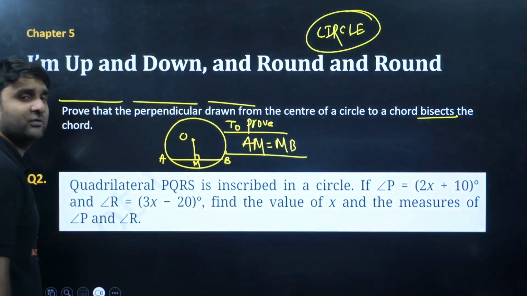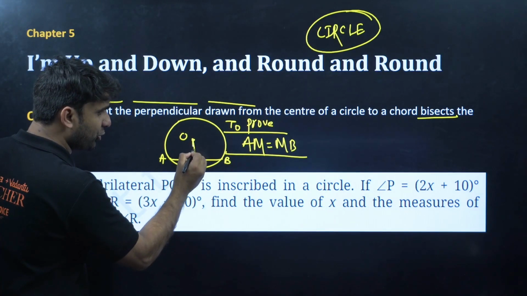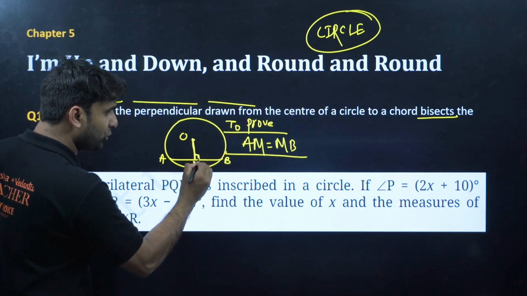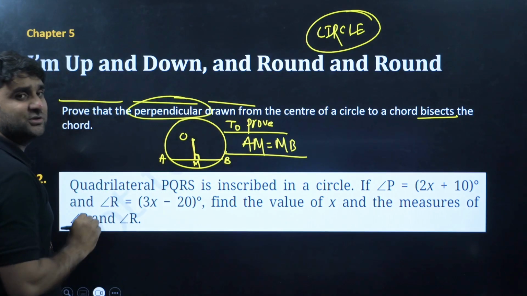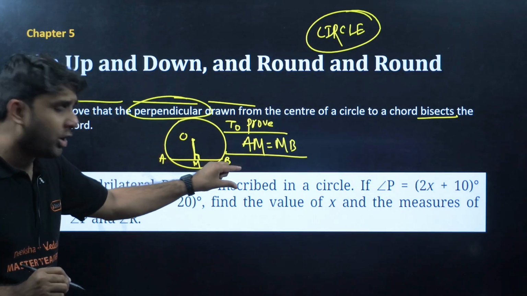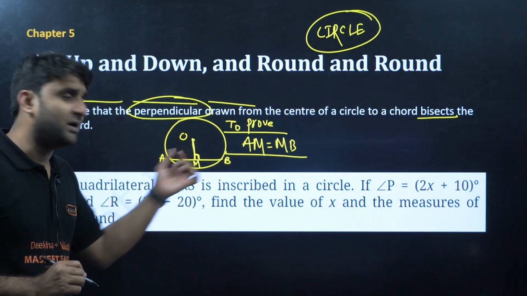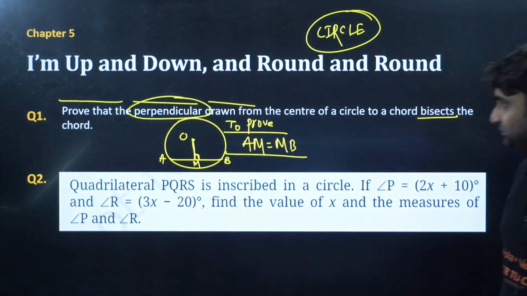This is the proof. And what information is given to you? This line has been drawn from the center to chord AB, and this is 90 degrees because this information is already given to you. So the perpendicular drawn to the chord divides the chord into two equal parts. AM is equal to MB. So this is the theorem.